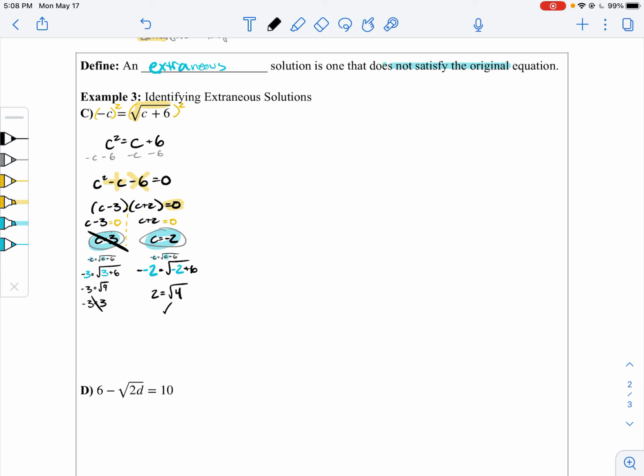So we check if it doesn't satisfy it by just plugging it back in. Satisfy means make true. So we just plug it back into the original equation.